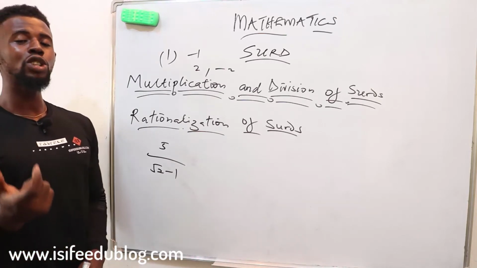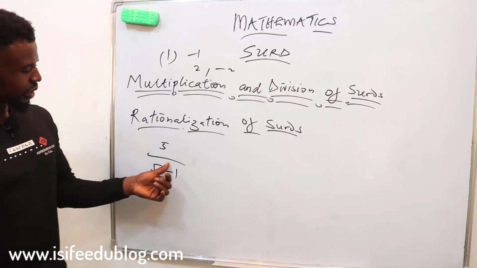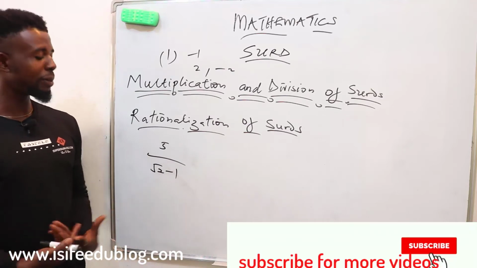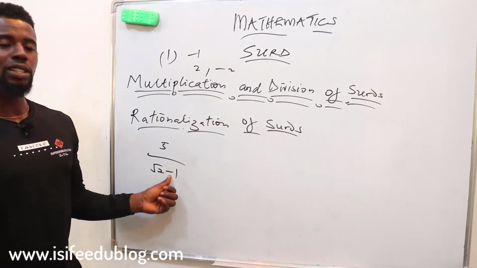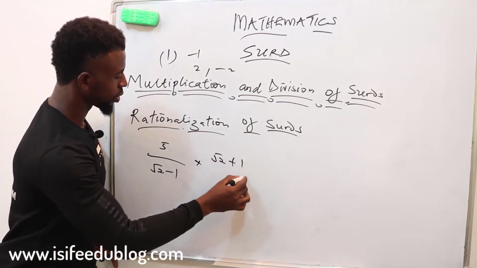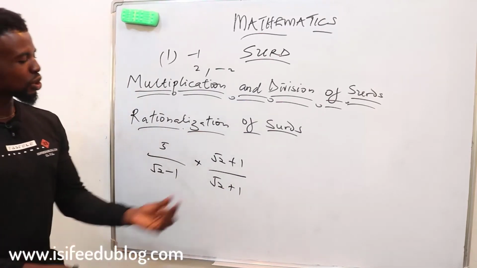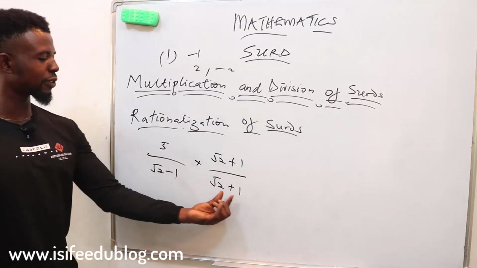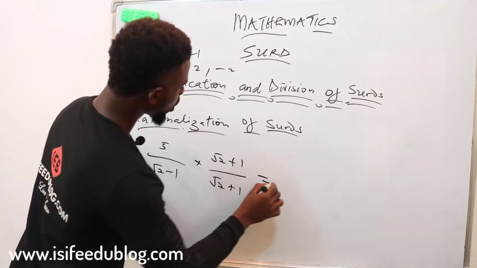The conjugate of a compound SURD is gotten when we interchange the intermediate sign, or the sign between the two numbers. So what do I mean by that? Here I have minus. Now its conjugate will be root 2 plus 1 all over root 2 plus 1. And if I had plus, its conjugate will be when I change from plus to minus. So let's multiply.